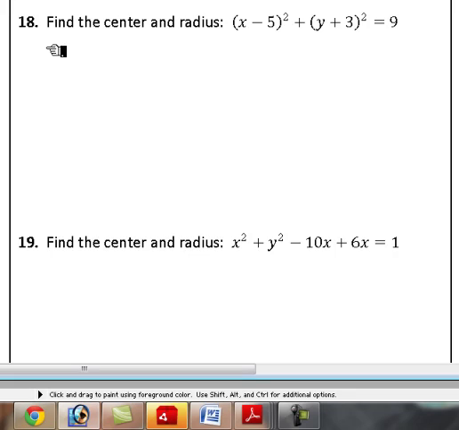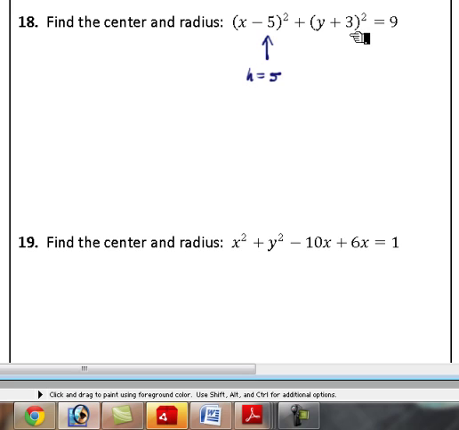In number 18, we have an equation of a circle, and we want to find the center and the radius of this circle. So remember that in standard form, this is x minus h, where h is the x coordinate of the center, and this is y minus k, where k is the y coordinate of the center. So in this case, h is whatever is next to that minus sign, so h is 5.